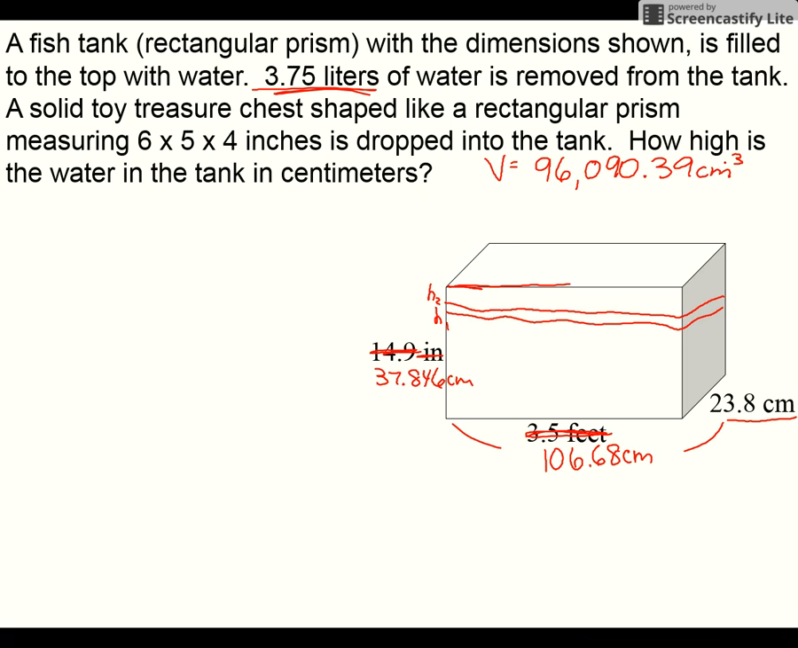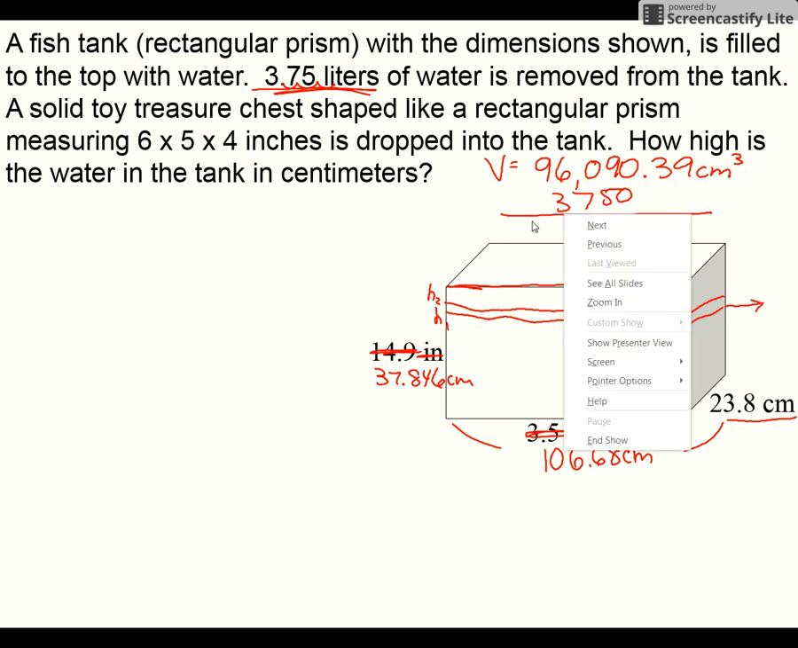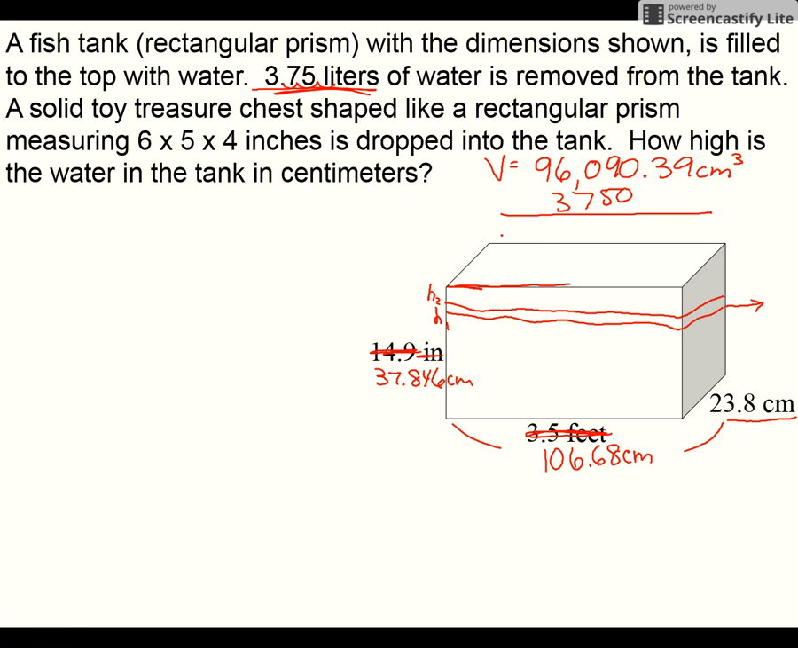Then from there, I can convert this to liters, or I can leave it in centimeters cubed. Actually, let's do that, and we'll just subtract the liters. The liters would be times 1,000. So I have to subtract from this 3,750 cubic centimeters to get the new amount. Remember, this is the amount after we take out the 3.75 liters. That gives us about 92,340.39. Let's just call it 0.39 is good enough. And that's centimeters cubed. That's my new amount now when I subtract this.